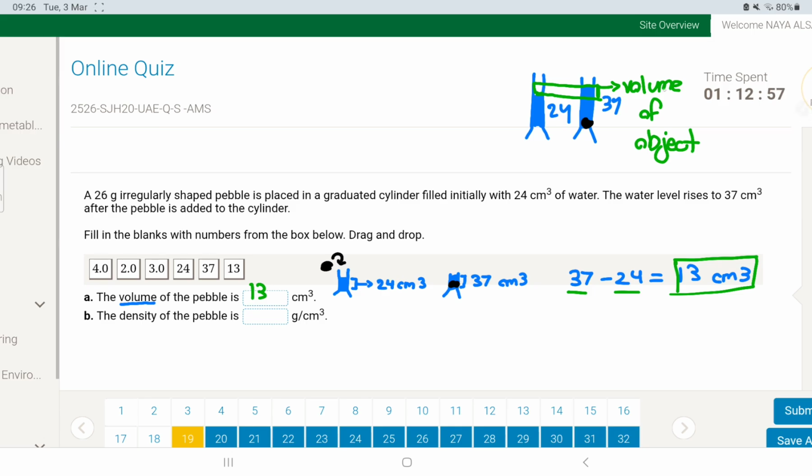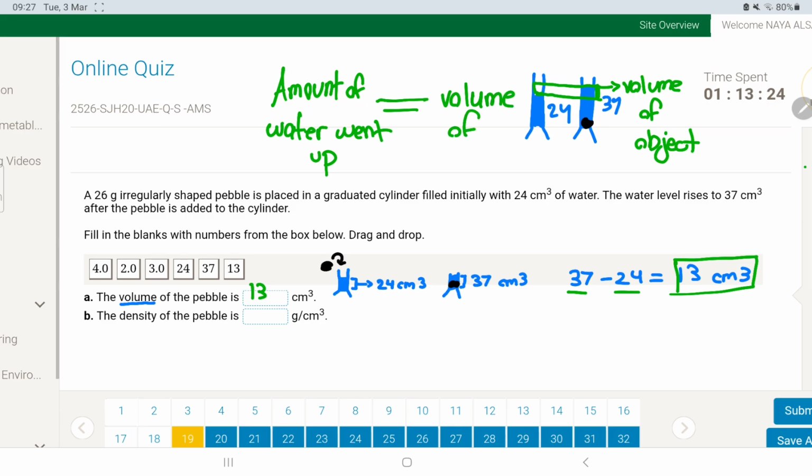Okay? Why? Because the amount of water that went up is equal to the volume of the pebble, or any object. Okay? So here we just need to find how much it rose, and this is the volume of the object.